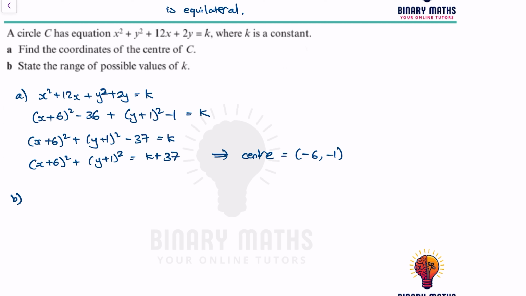B. State the range of possible values of k. Now, we do know in the equation of a circle, radius is greater than 0. Now, if the radius is greater than 0, then radius squared must also be greater than 0. Which implies our radius squared here, our k plus 37, must be greater than 0. Which means k must be greater than negative 37. And that will be your range of possible values of k.